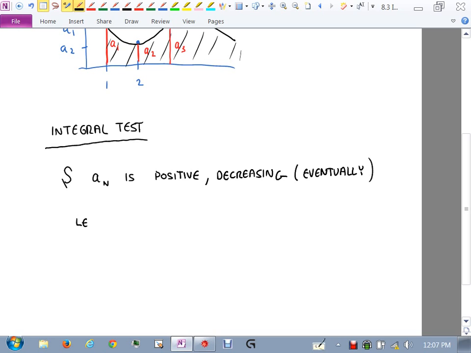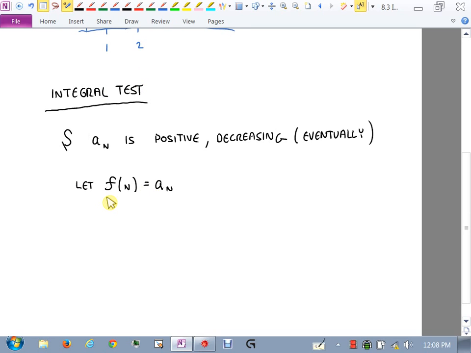We let f of n equal a sub n. So what am I doing there? I'm defining a function f off of my sequence, so that I can look at it as a real valued function, because you cannot do integration on dots. You can only do integration on nice, continuous functions. So I'm converting my sequence into a function of real variables now. And now I have the results.